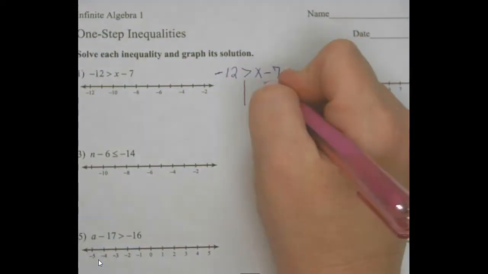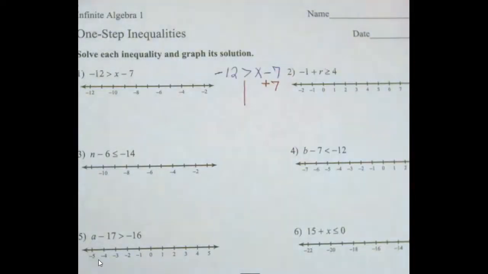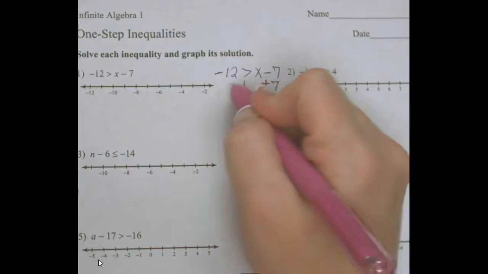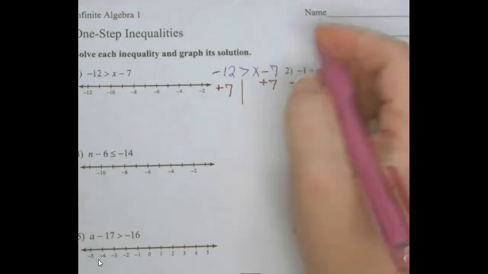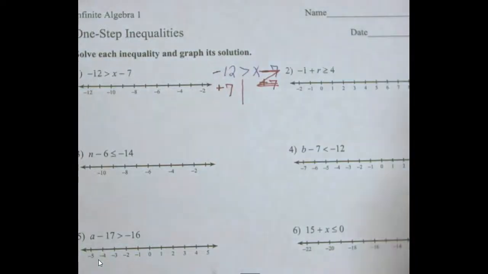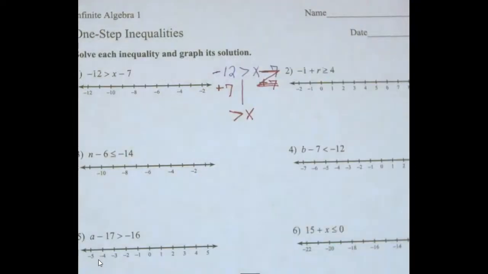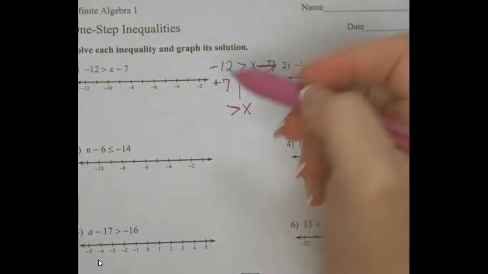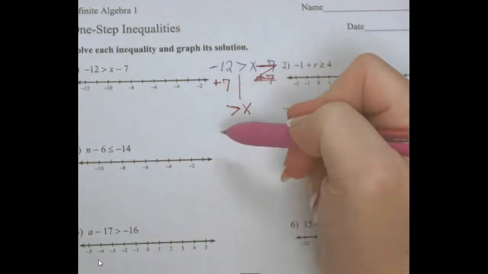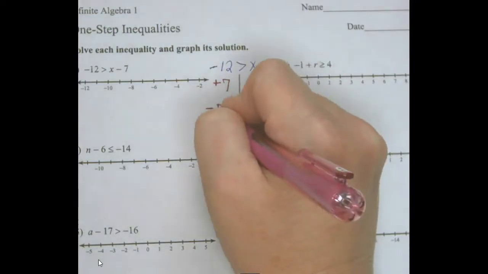There is a negative 7 with the x, so I'm going to add a 7 on this side. If I add a 7 on this side, I have to add a 7 on this side. This is my 0 pairs. Negative 12 plus 7. Signs are not the same. 12 minus 7 is 5. Negative 5.